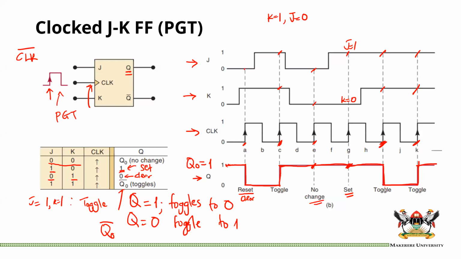So in the JK, once you have a 1 and a 1, you still know what to expect. But in the SR, when you have a 1 and a 1, you don't. That's why we say that it is ambiguous, it's invalid, and it should be avoided, because you don't know what your output is going to be. It could be either 1 or 0. And if you cannot predict your output in digital circuits, then obviously you are doing nothing.